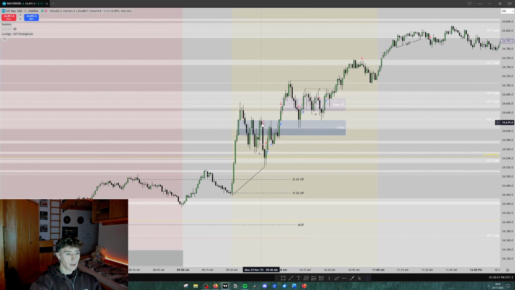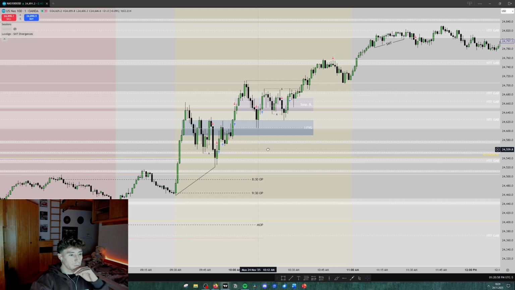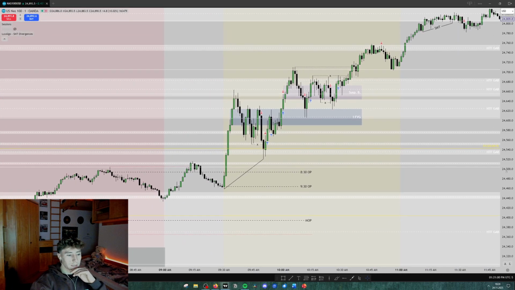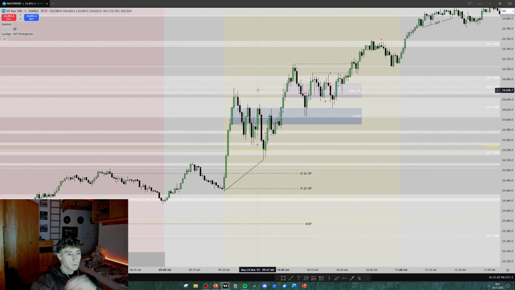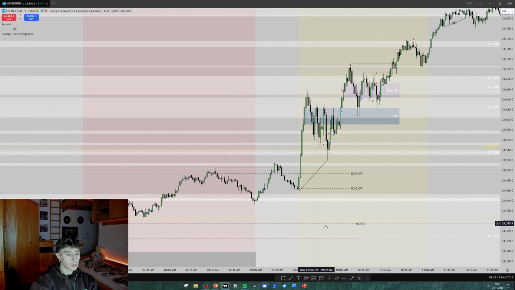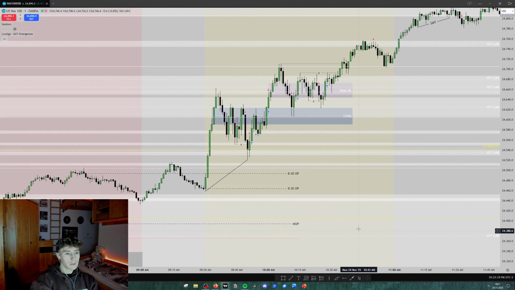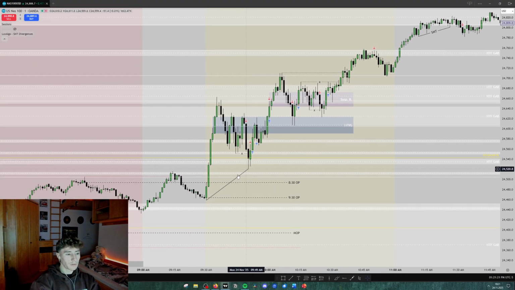So therefore I entered right here a bit late, yes, but I also added right here because if we are on the right side, we would have basically expanded to the downside, to the 9:30 opening price, to the midnight opening price, and back maybe to consequent encroachment right here, and also the New York Open kill zone sell side liquidity. But we failed to do that.